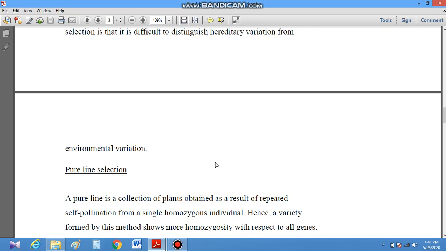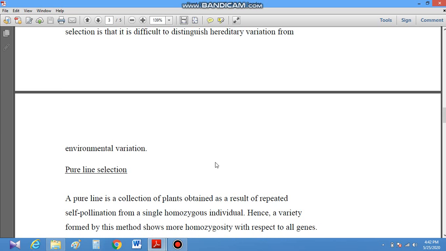This method is commonly used in self-pollinated species. The best pure line may be used as a variety or as a parent in hybridization for the development of superior cultivars. In this way, we first select a male plant and a female plant as pure lines, and then after hybridization we get the superior cultivars, and it is basically practiced in heterogeneous populations.